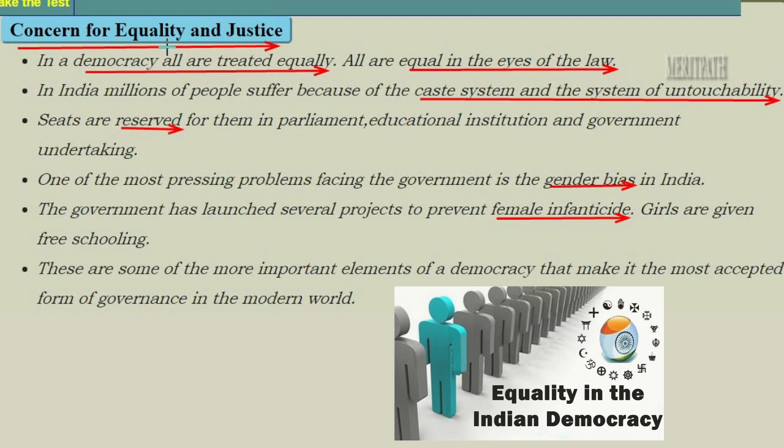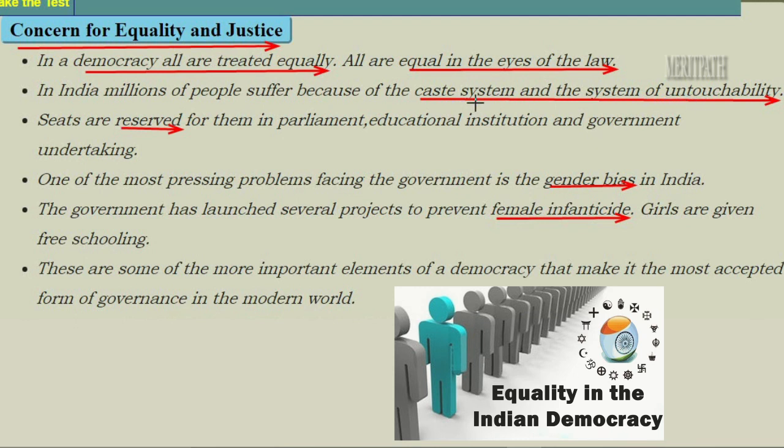The next element of democracy is concern for equality and justice. In a democracy, all are treated equally. That is equality. All the people of the country are equal in the eyes of the law. That means the judiciary, the court, treats all the citizens of the country in an equal manner. So in India, the population is large, right? Millions and millions of people are there. But these people are suffering due to two things: the caste system and the system of untouchability.